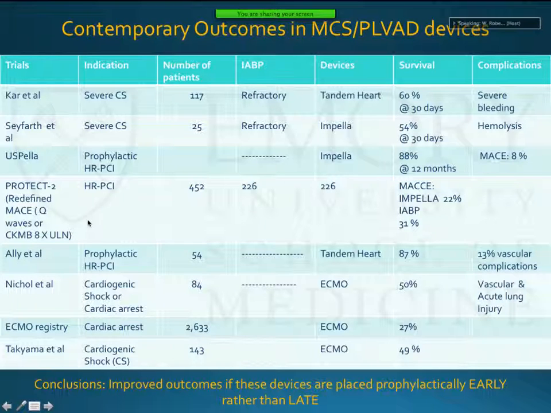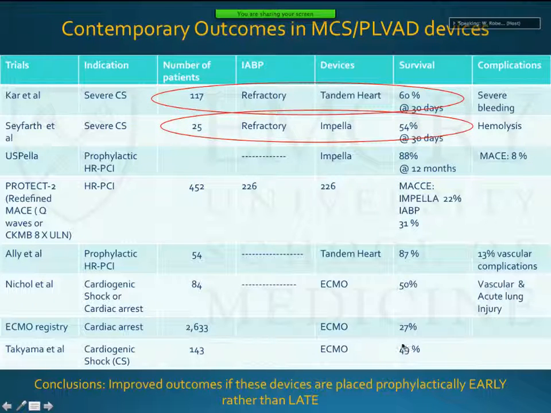These patients are not in shock or cardiac arrest. Their survival is great, 88%. MACE is lower at 90 days with protective PCI, and with prophylactic PCI, again, survival is 87%. But the vascular complications can be high, and there is vascular injury and acute lung injury with the ECMO or TandemHeart devices. In cardiac arrest and cardiogenic shock, the survival is dismal.